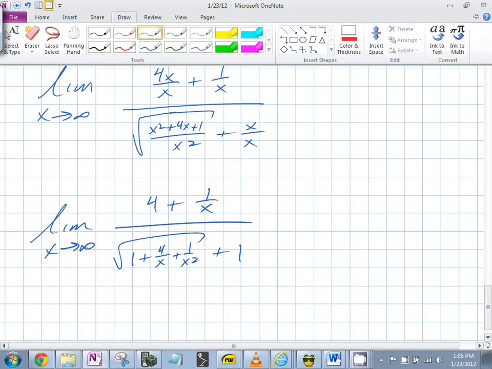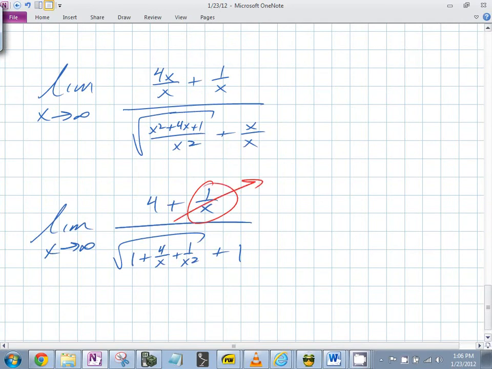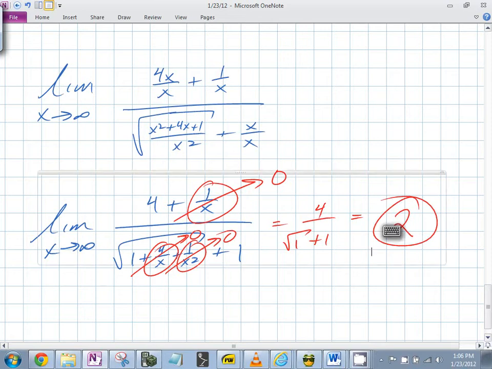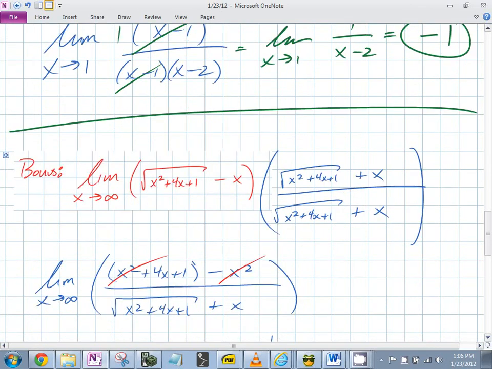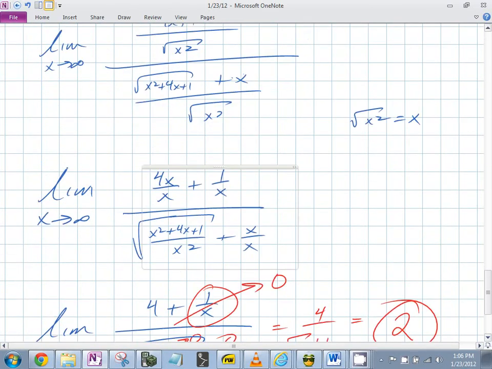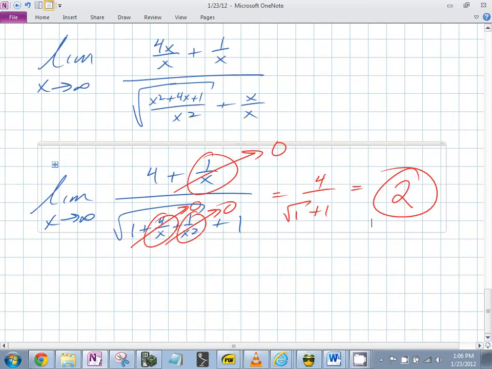What happens to this one? What does that go to? 0. What does this go to? What does this go to? You're left with 4 over the square root of 1 plus 1, which is equal to 2. Done. This one's challenging because you take a flat limit. I call it flat. There's no fraction here. That doesn't seem like there's anything you should be able to do. Well, you unflatten it. You break it down to its individual pieces, and the limit is definitely 2.